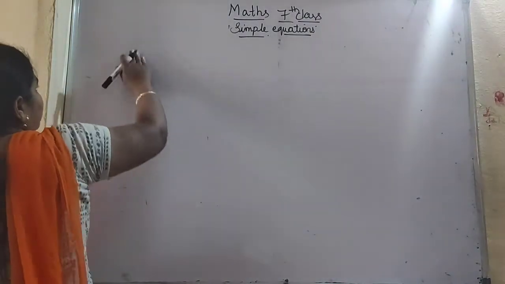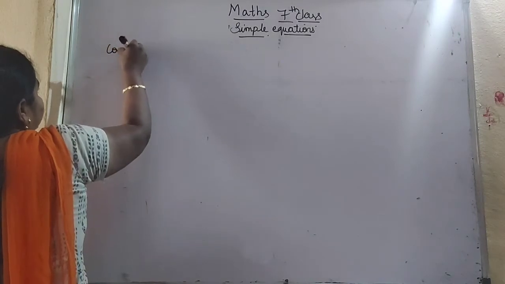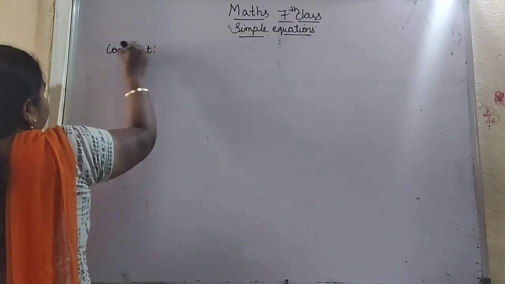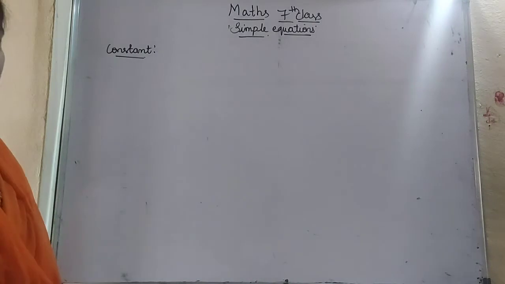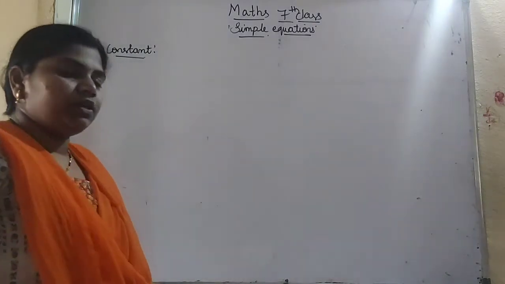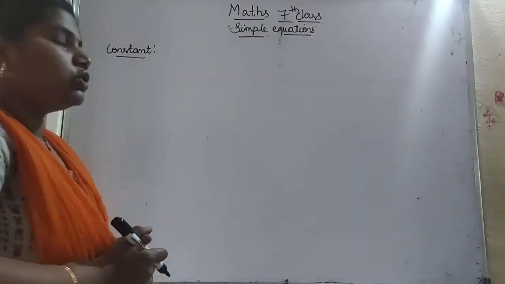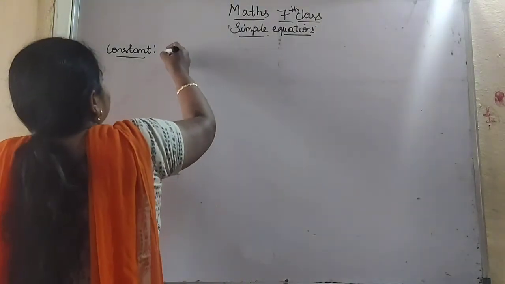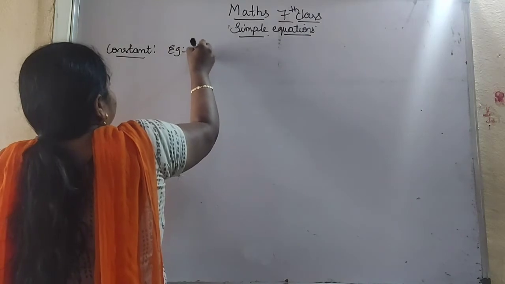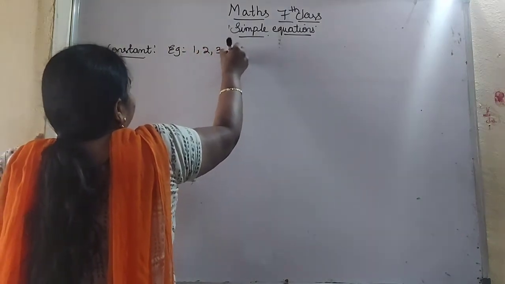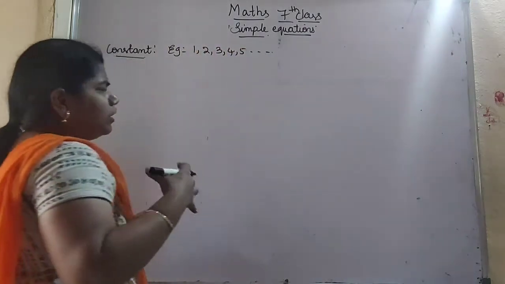So first one is constant. So what do you mean by constant? Constant is nothing but a fixed value. A symbol which is having a fixed value, we will call it as constant. So we can take the constant examples as 1, 2, 3, 4, 5 and so on. So all the numerical values.